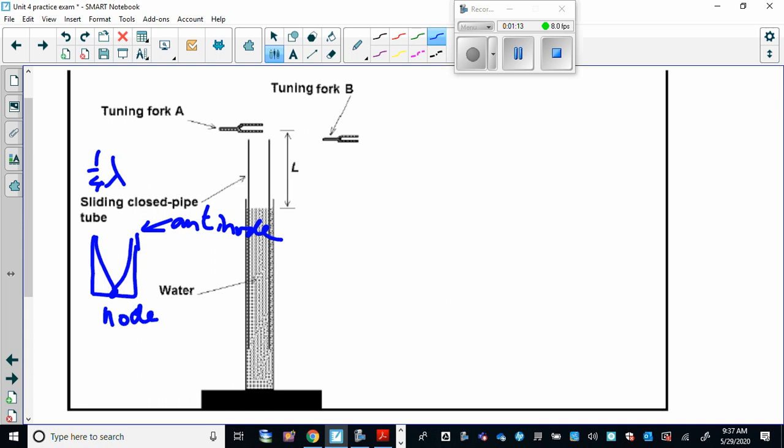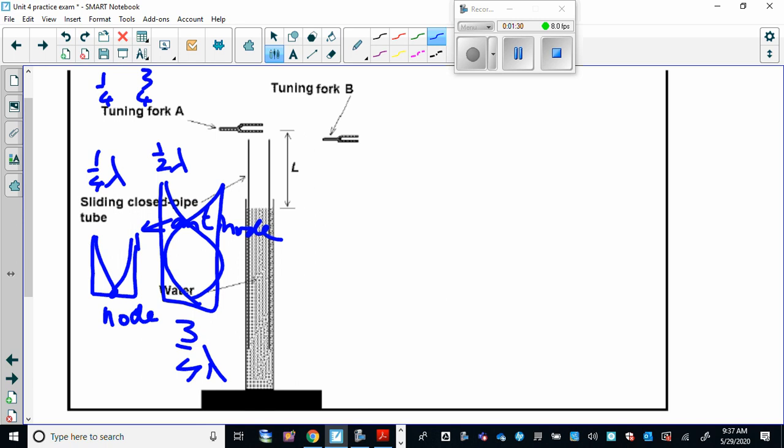After that, everything just increases by half a wavelength. So the next one is going to be three-quarters of a wavelength, and so on. So for closed pipes, they're 1/4, 3/4, 5/4, 7/4, and so on.